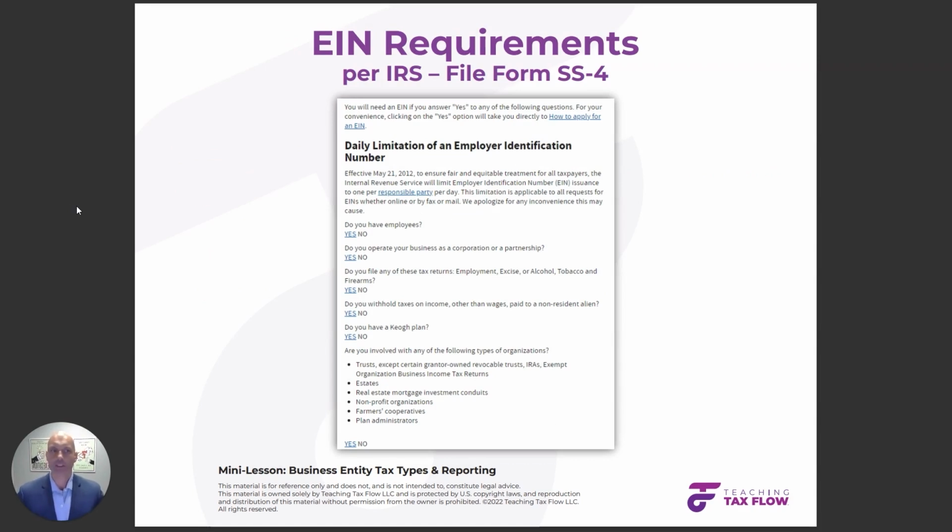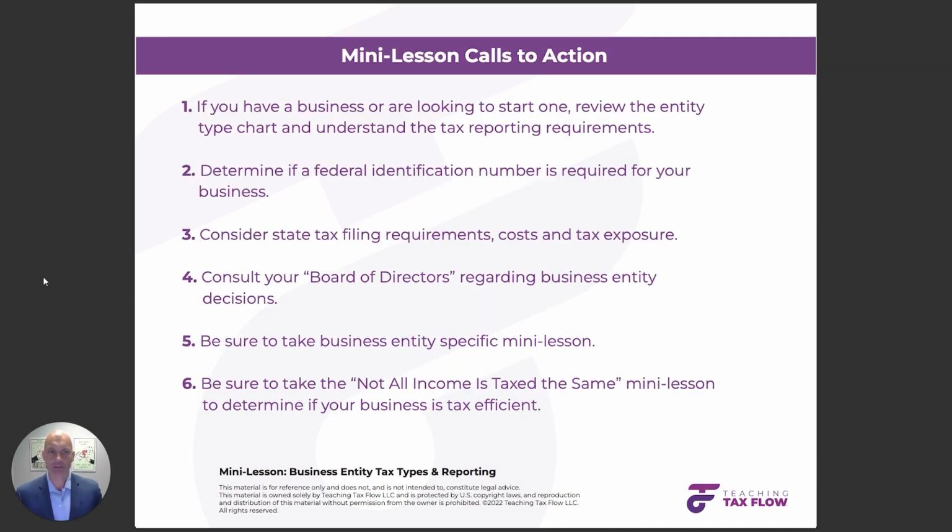I get this question a lot: when do I need a federal identification number? A federal identification number is the social security number equivalent for an entity. You might want to pause here, but the IRS has laid it out on their website. Some people call it an FEIN, some people call it an EIN, some people just call it a federal ID number, but you file a Form SS-4 to obtain the EIN. If you have employees, operate a business, a corporation or partnership, or multi-member LLC, if you have any of these yeses here, then you would be required to file for an employer identification number, or FEIN, some people call it.